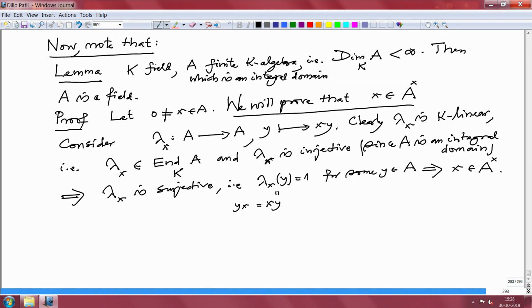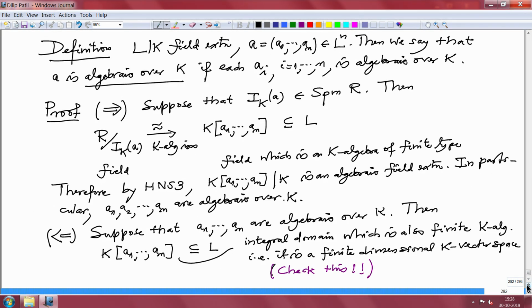That is what we wanted to prove. And once we prove this, the earlier corollary is very clear, because what do we want to prove? We have proved this is a field, and once it is a field, therefore this is a maximal ideal.